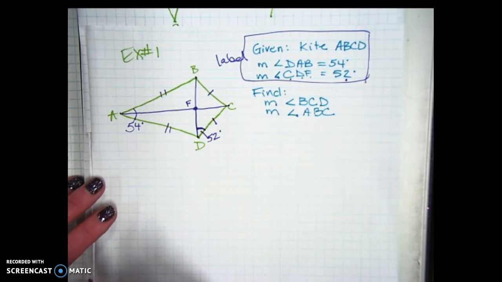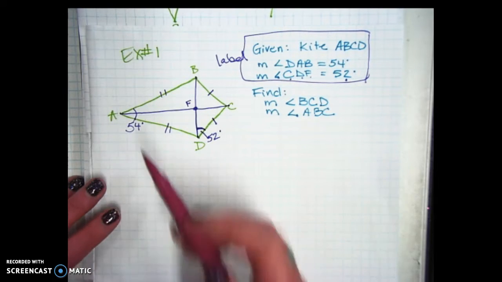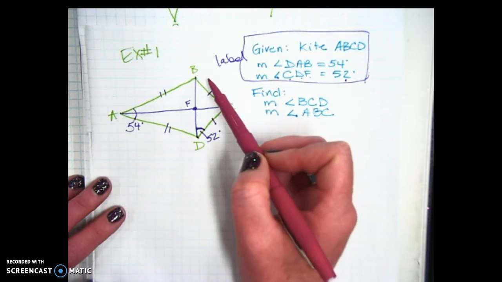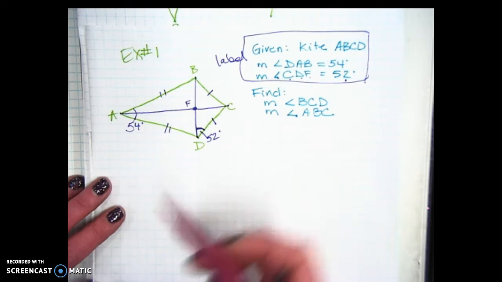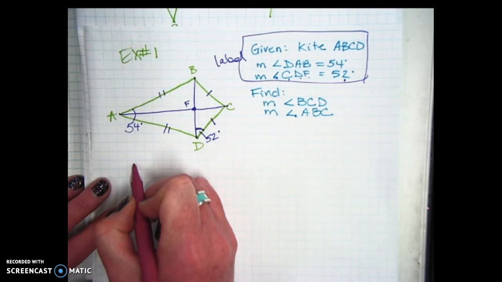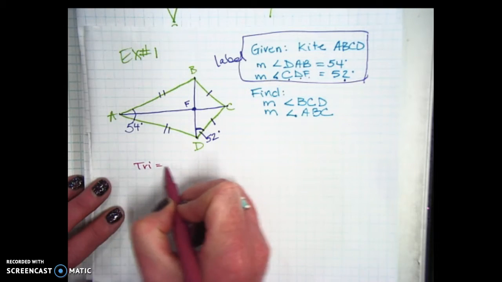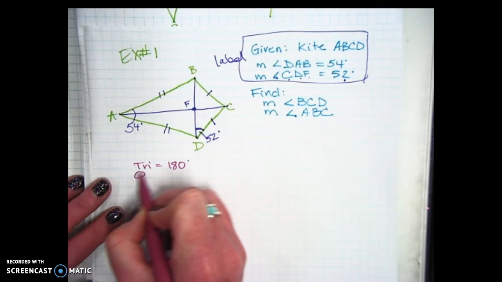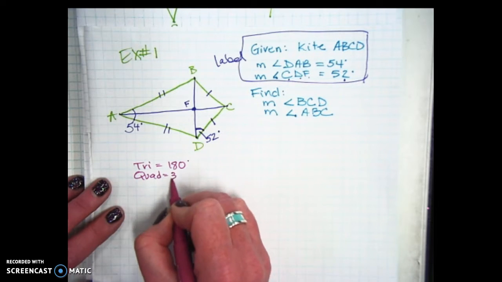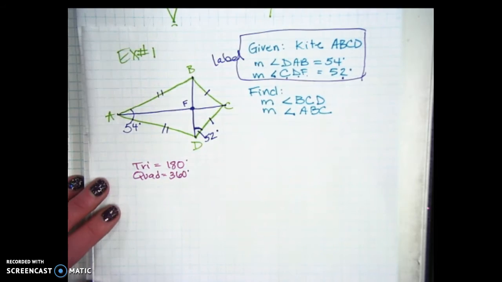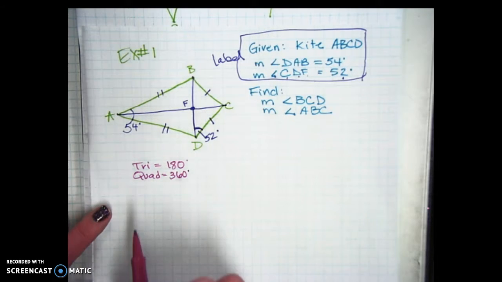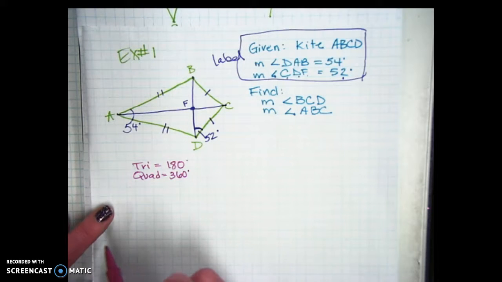Okay. So first, let's start, and we know that the whole figure is how many degrees, because it's 4 sides. A quadrilateral has how many degrees? Triangle has 180. What does a quadrilateral have? 360. So, okay, probably going to need that information.